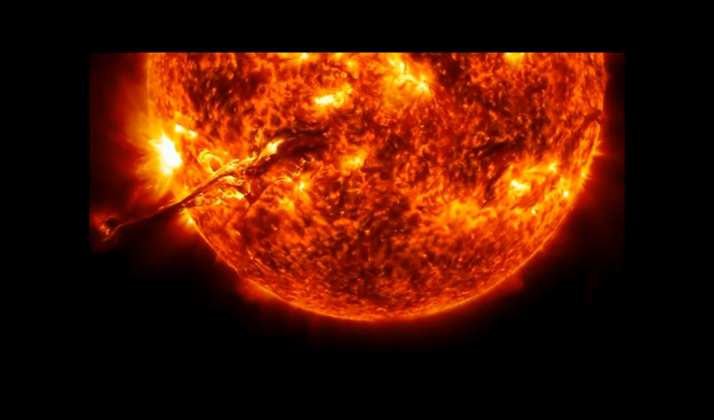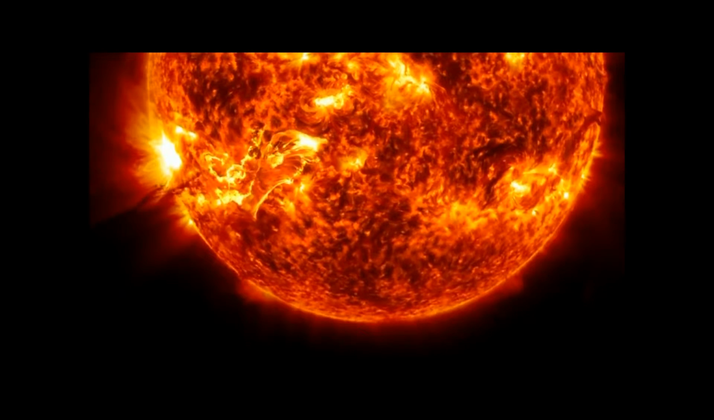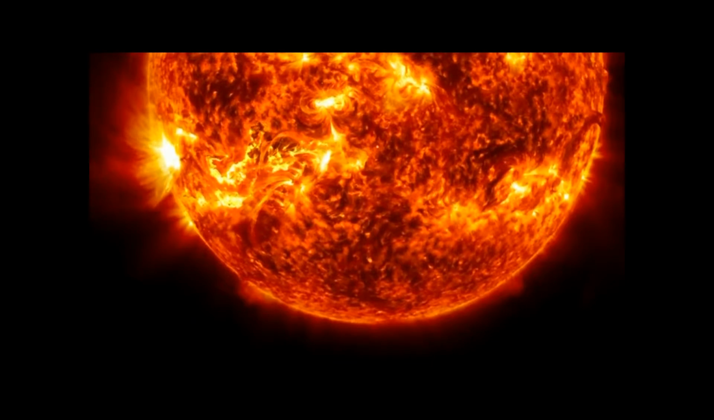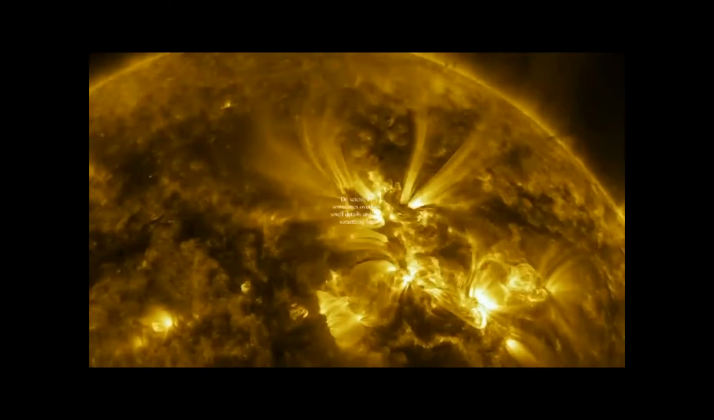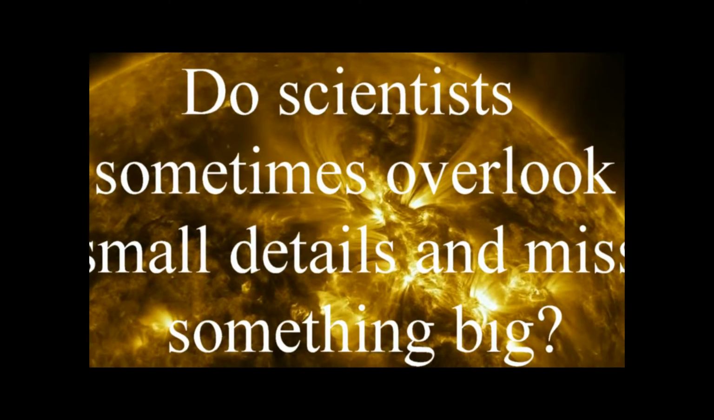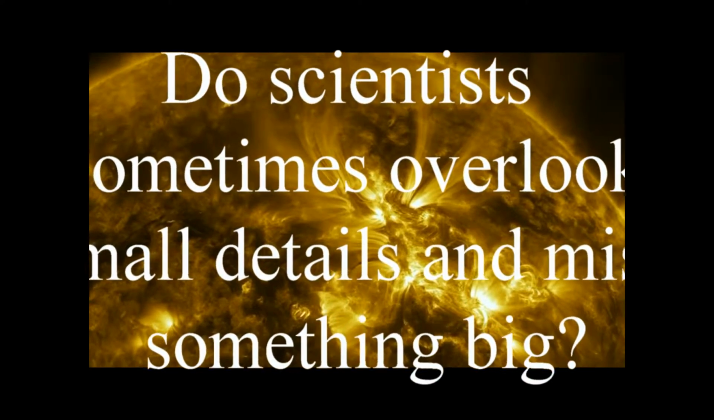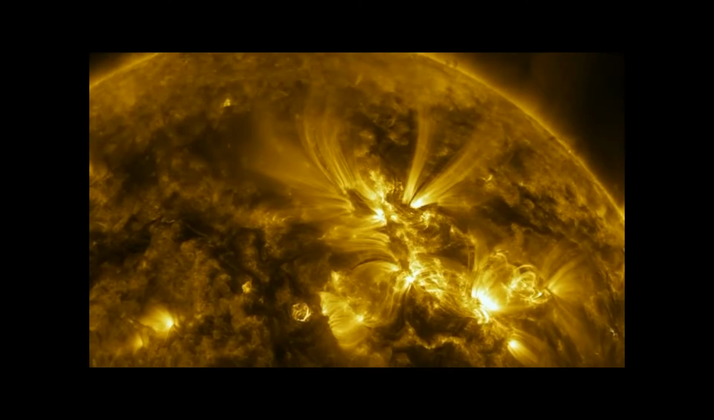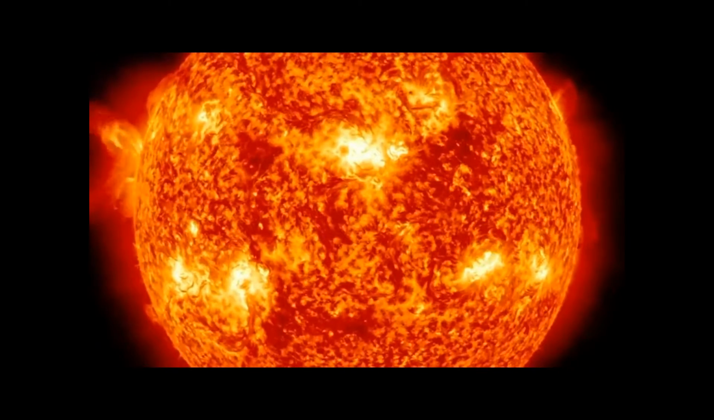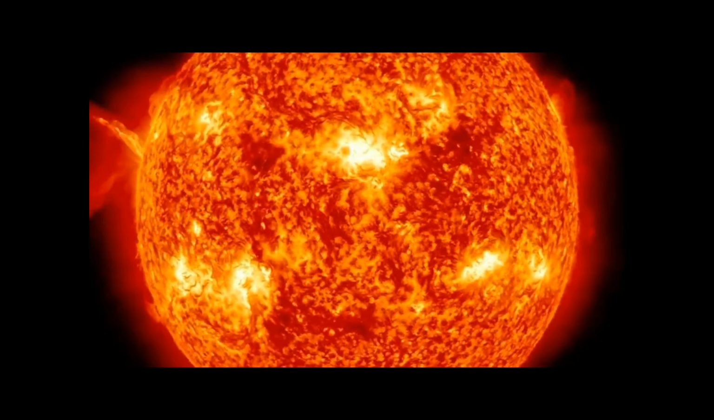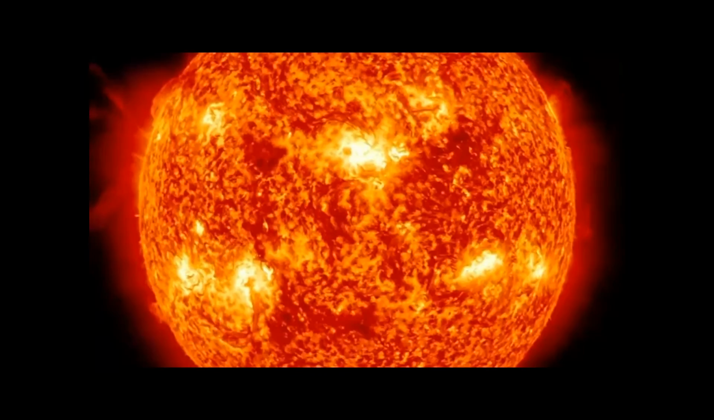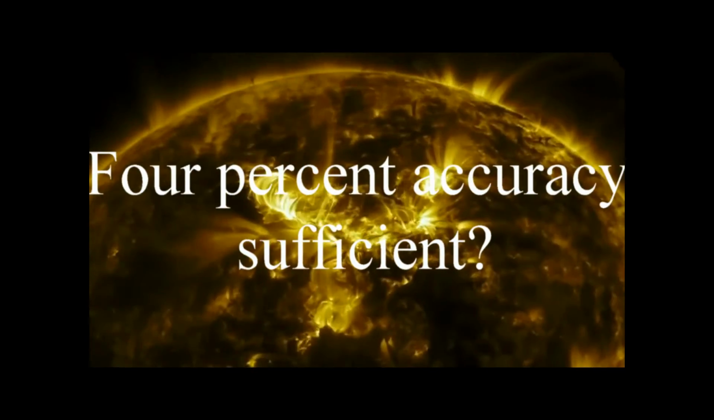I have a few questions for you. Do you think scientists sometimes overlook small details while trying to focus on the big picture, and a lot of times miss out on something essential? Can you think of any examples? Also, how do you feel about a 4% accuracy? Is it sufficient, or should new methods constantly be developed?